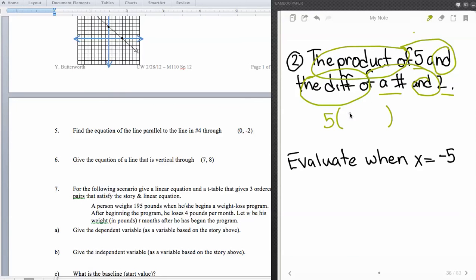And so difference means subtraction, in the order. We were instructed that the number was to be equal to x and then subtract 2. So there's our translated problem: 5(x - 2).